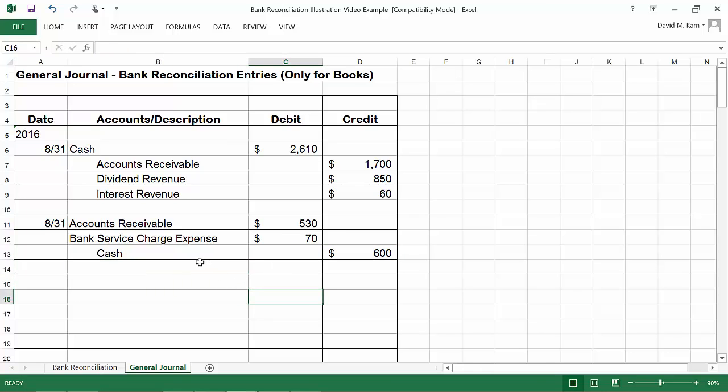So again, your MyLab may say that you do them separately. You would debit accounts receivable 530, credit cash for 530, debit bank service charge expense 70, credit cash for 70. It's all still the same thing. Here I just combined them into two compound entries instead of doing a whole bunch of different ones. In essence, it'll save you some time if you do the compound entries because you won't have so many things to post to your Cash T account.